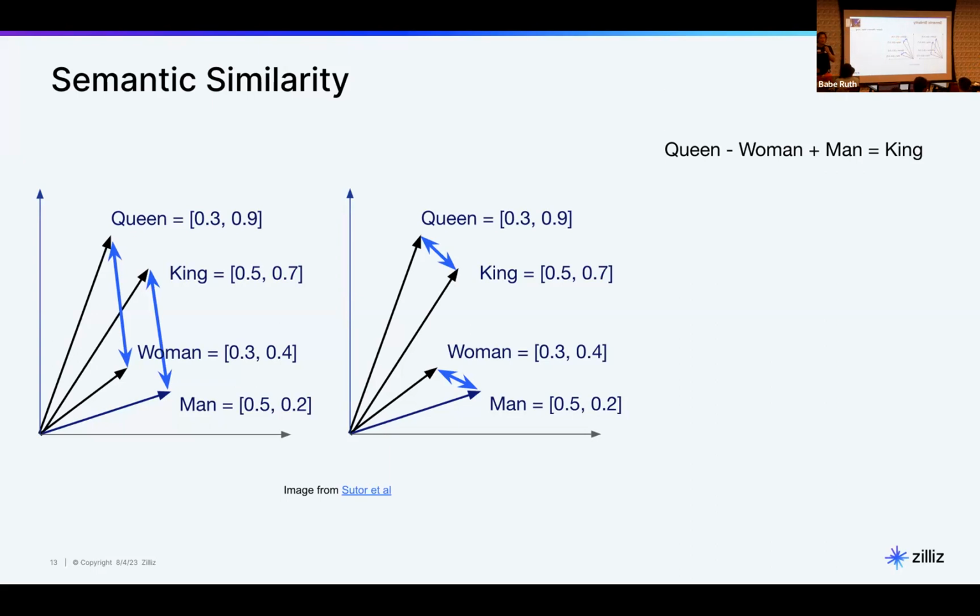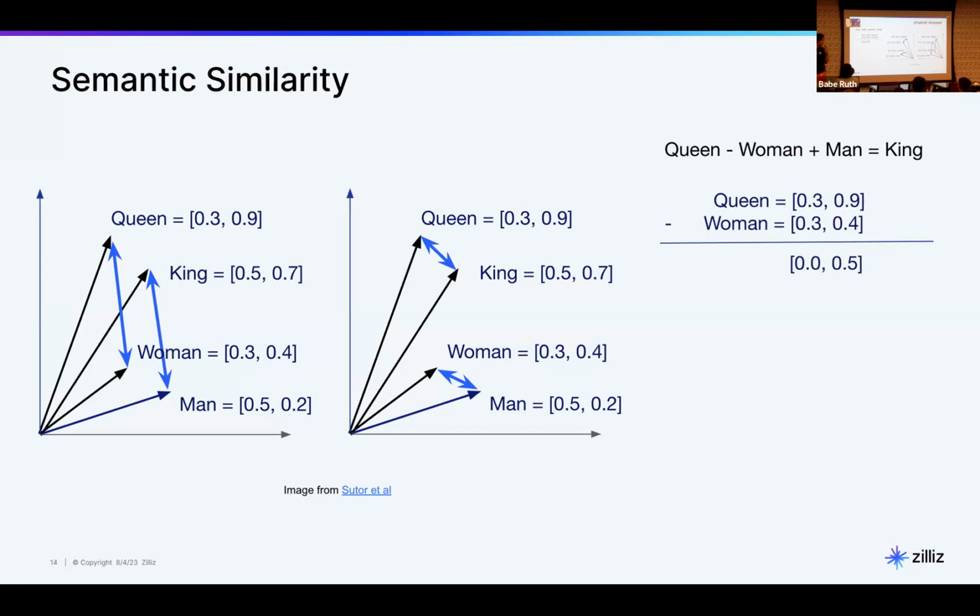So what I want you to get out of the next few slides is basically that vectors allow you to do math on things that are not numbers by turning them into numbers. Okay, so what's going on here? We have queen, king, woman, and man. And I want to show you that queen minus woman plus man is equal to king.